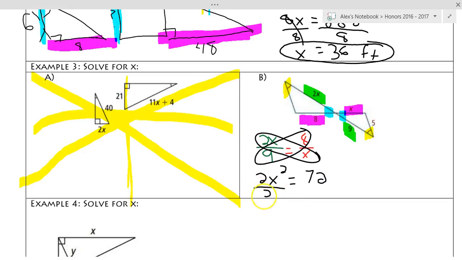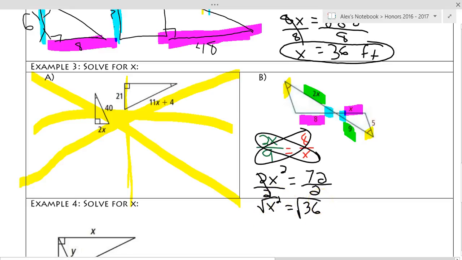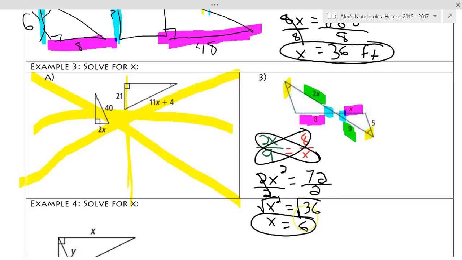So then I'm going to divide 2x squared by 2, right? I want to just get that x by itself. So I'm left with simply 1x squared. And 72 divided by 2 is 36. So I don't have x squared by itself yet. I have to take the square root. So the square root of x squared is x. And the square root of 36 is 6. So x equals 6.